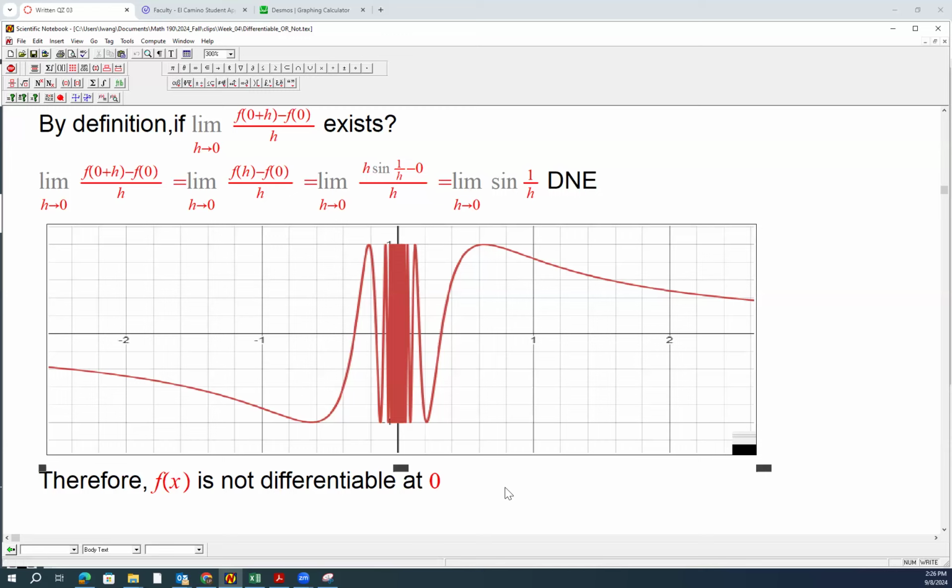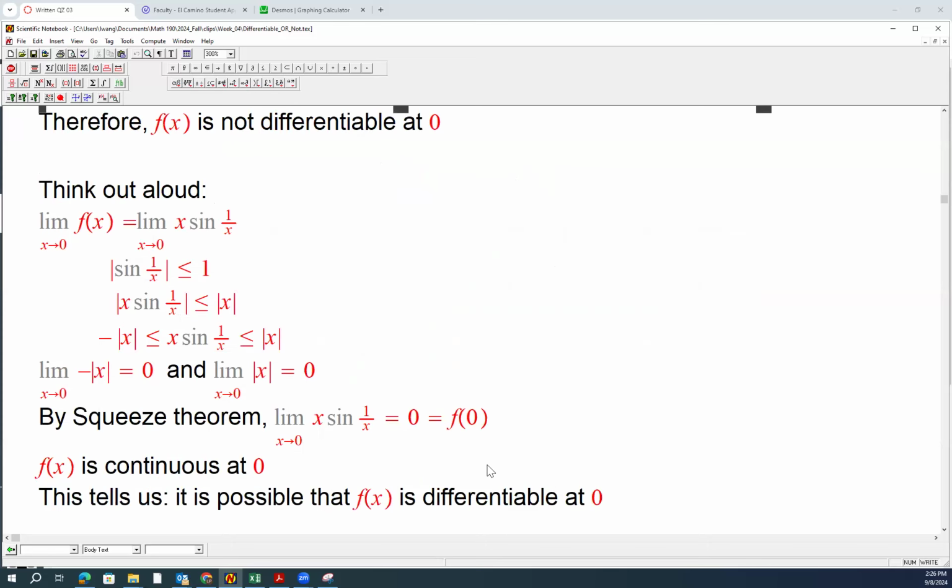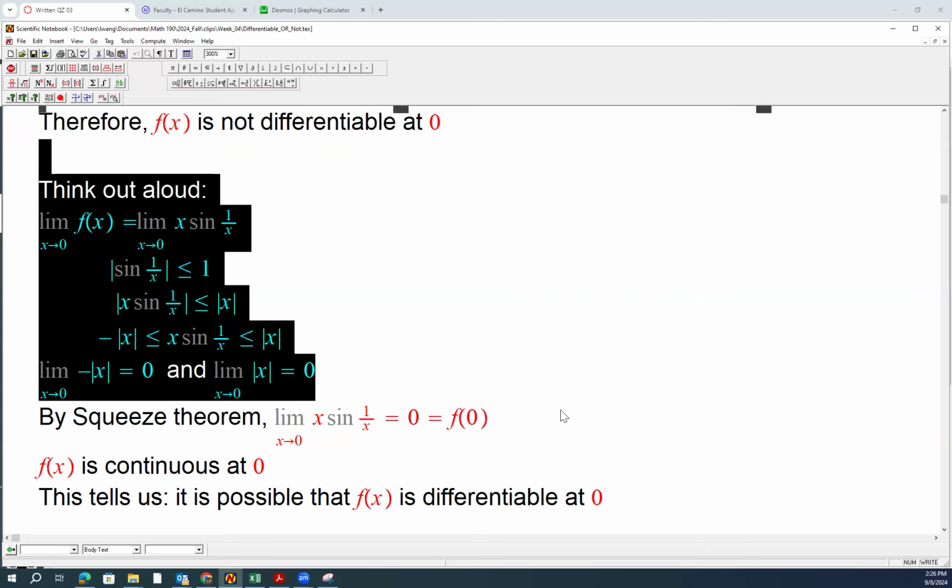And then by definition, it's straightforward. It's not differentiable, right? We can be certain if we apply the definition, if the limit does not exist, then it is not differentiable at 0. So the conclusion is drawn. So let's look at another one.